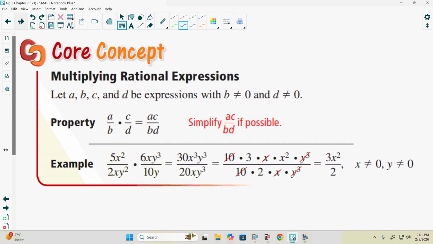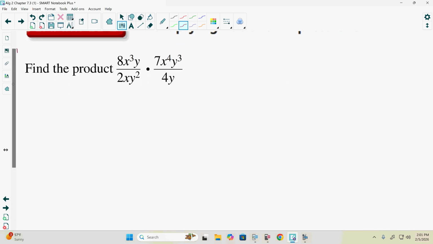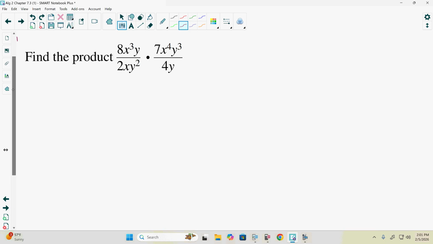So multiplying rational expressions. When we multiply two or more fractions together, we multiply numerator by numerator, denominator by denominator. Top of the fraction times the top, bottom times the bottom. That's just fractions. We're multiplying. That's all it's saying. And anything that's in common, we cancel out. We simplify out. Okay. So we're going to multiply these two fractions together.